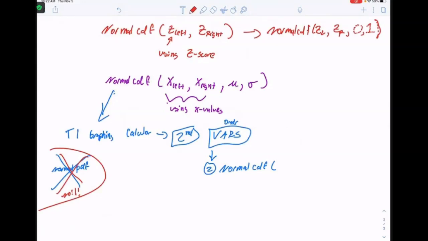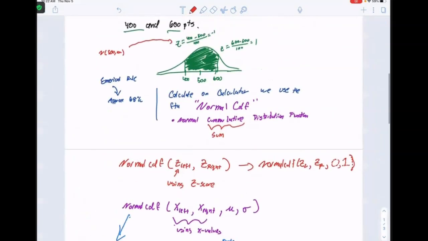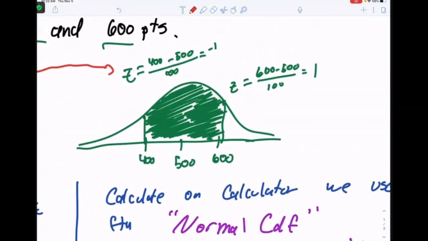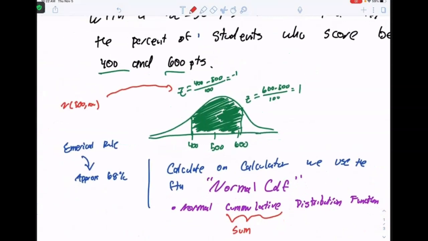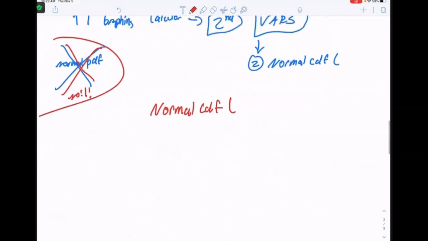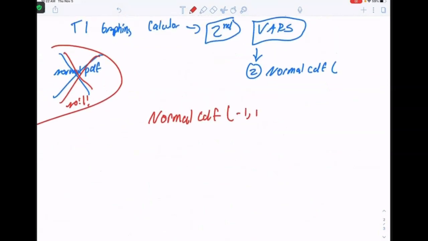So in my answer here, I want to type in normal CDF, and let's use the z-scores. So what are my two z-scores here that I'm going to use? What am I trying to find the area between for z-scores? Negative 1 and 1. So I would just type -1 and 1. And this will give me the answer.